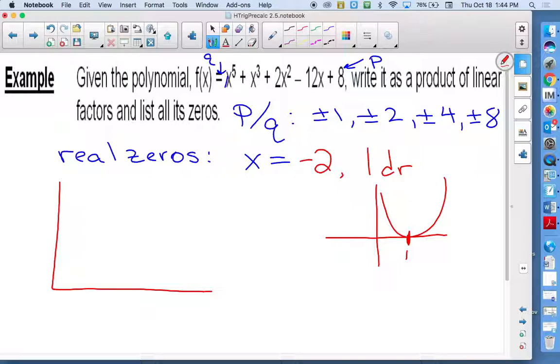So we're going to use synthetic division, because that will be the next step. So we have the zeros, the real ones. We did P over Q. Now we're going to use synthetic division. So we can start with the -2. That was the first one Chelsea gave us.